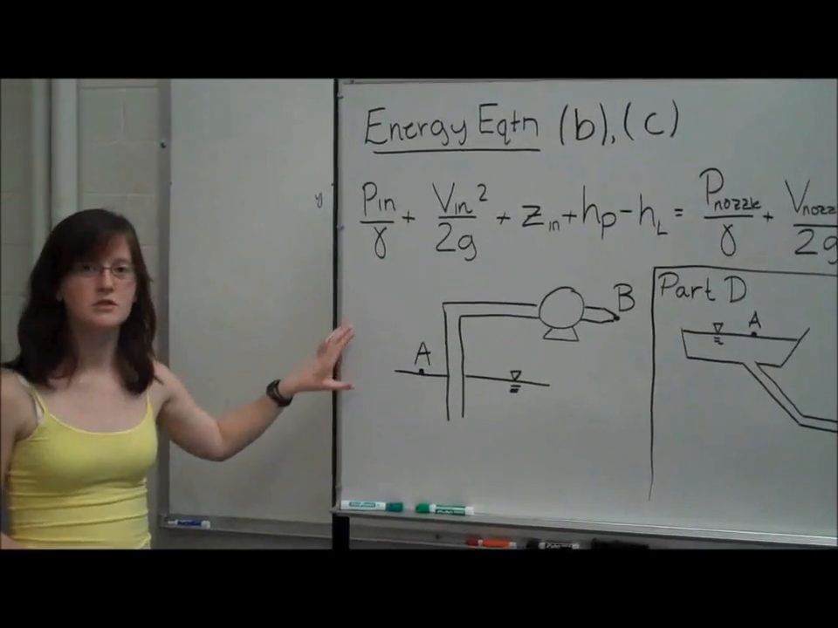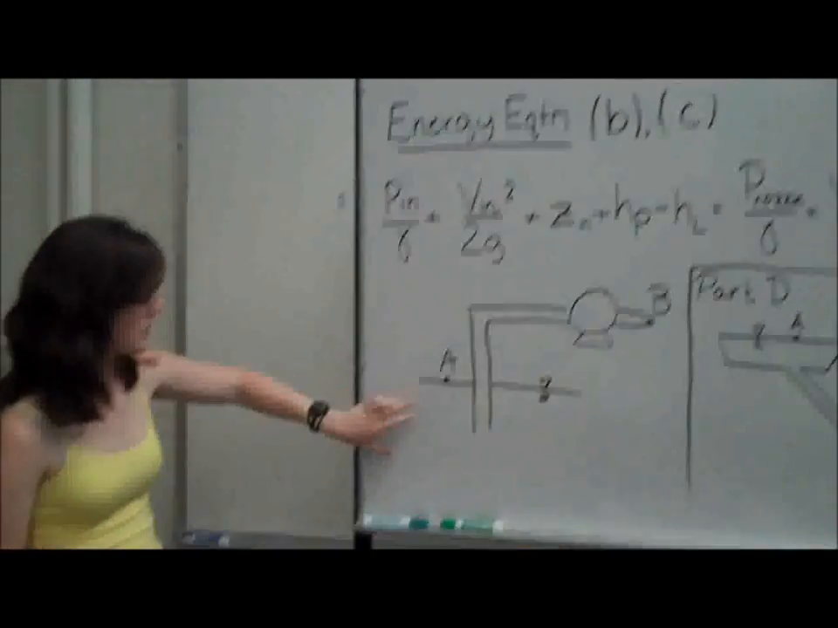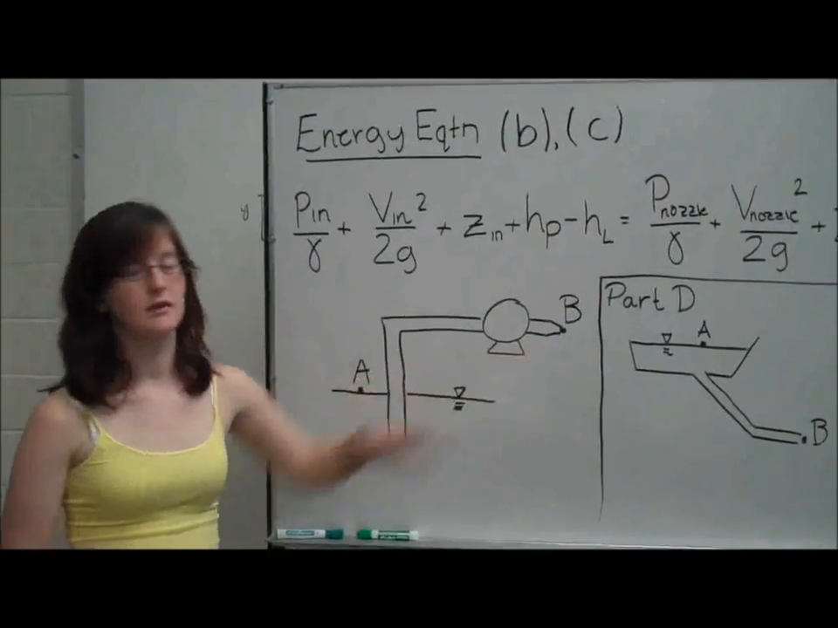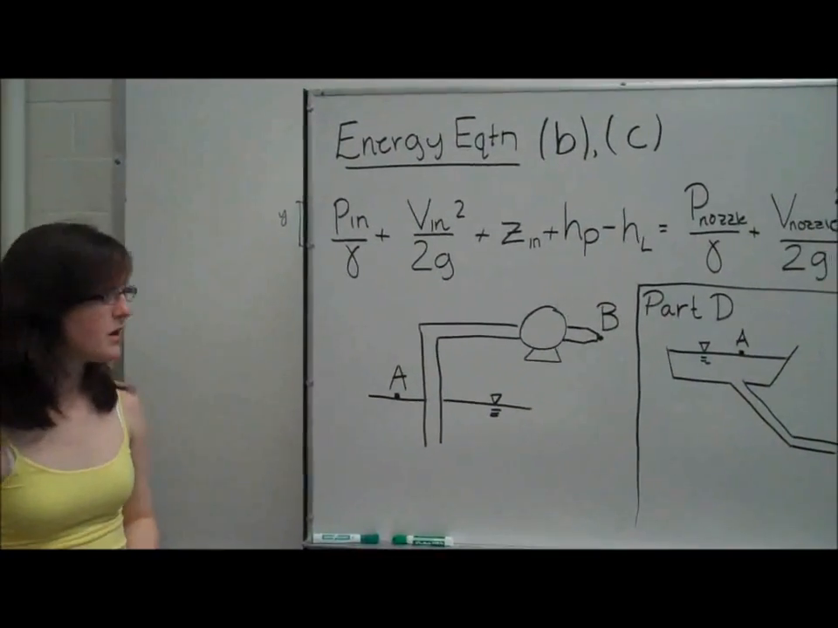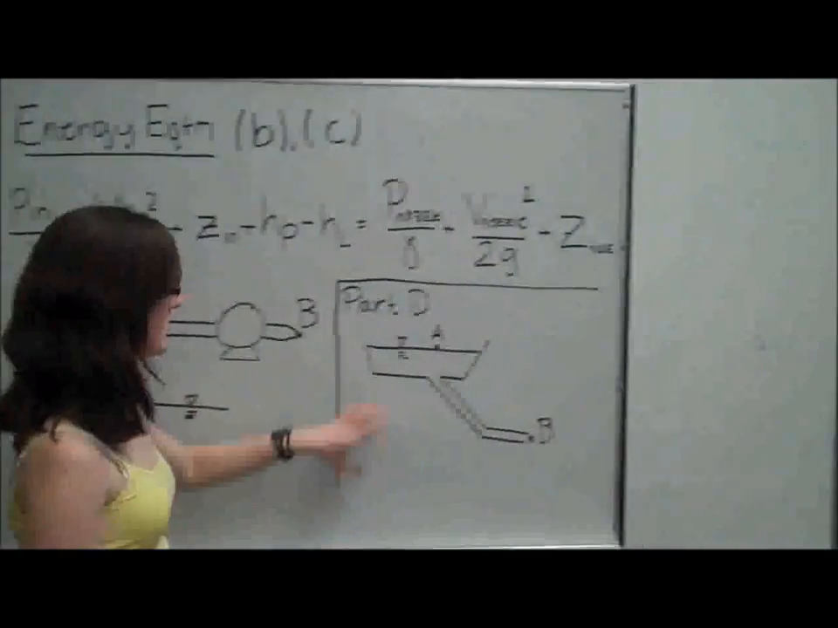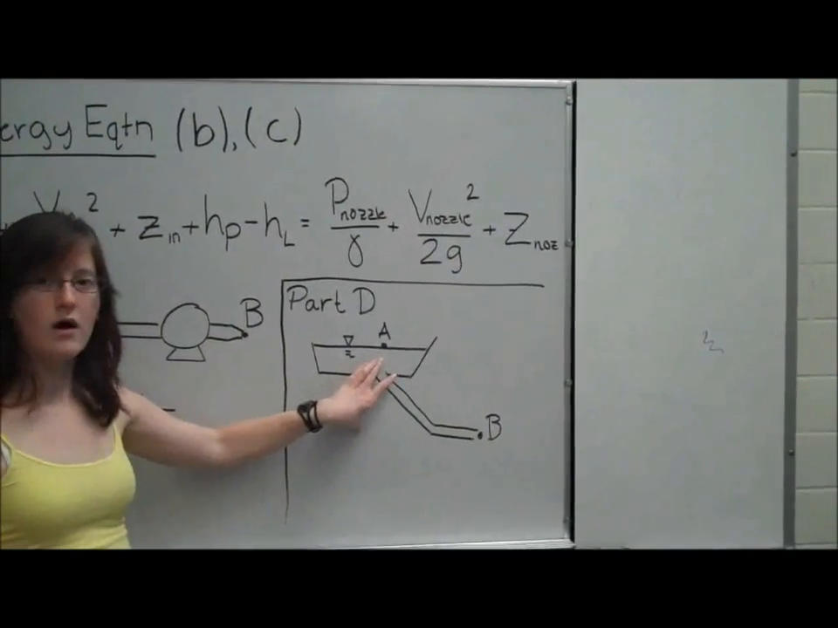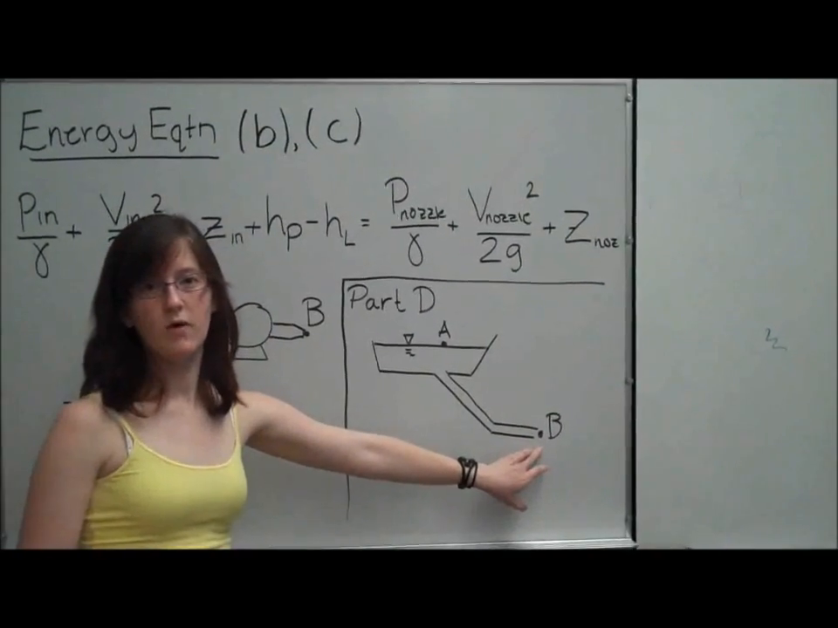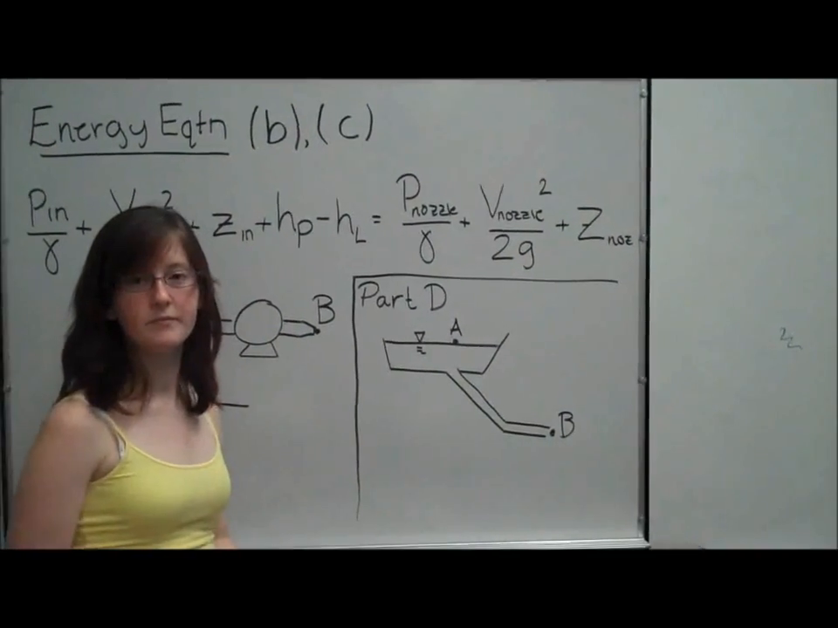The points that you should choose for these two parts are taking A at the water level surface and B at the nozzle. In Part D, you need to choose A in the tank of water above the turbine and B in the pipe just before the water goes through the turbine.